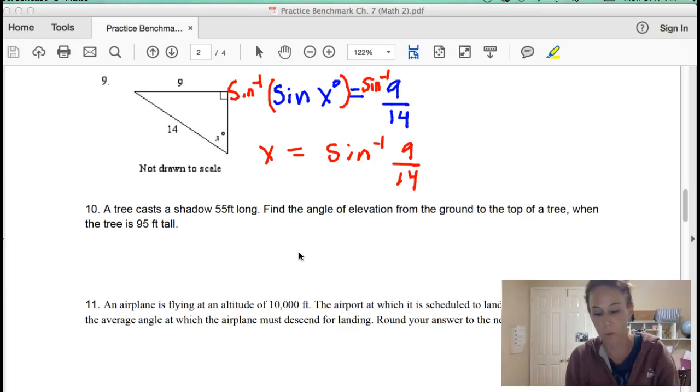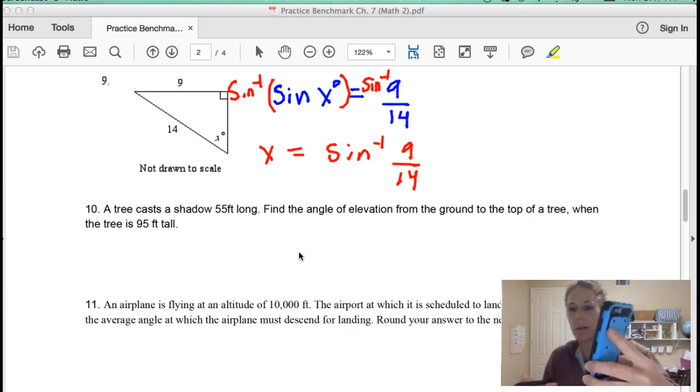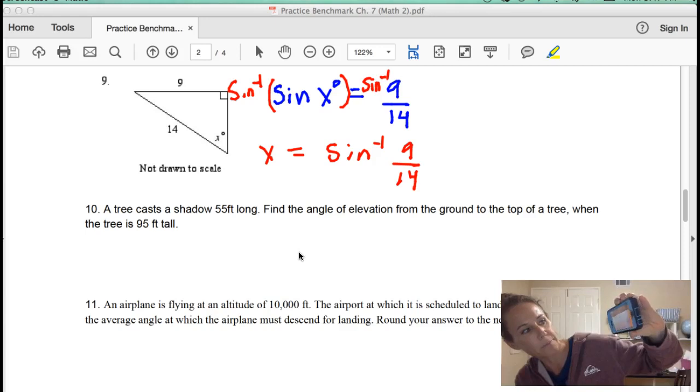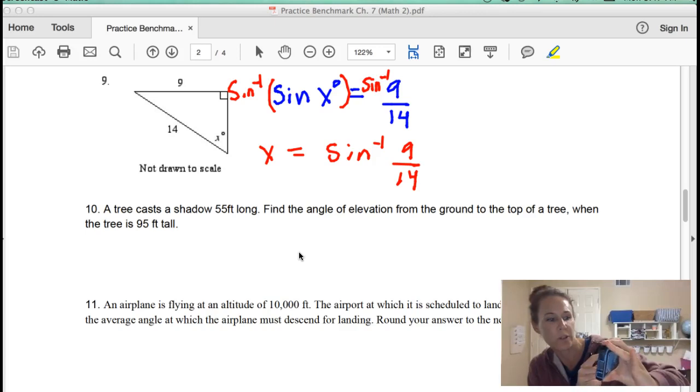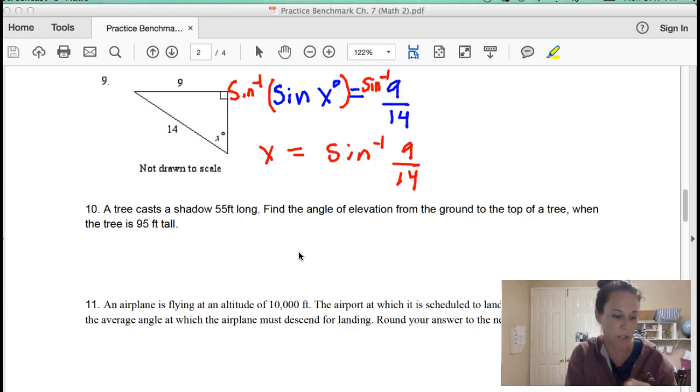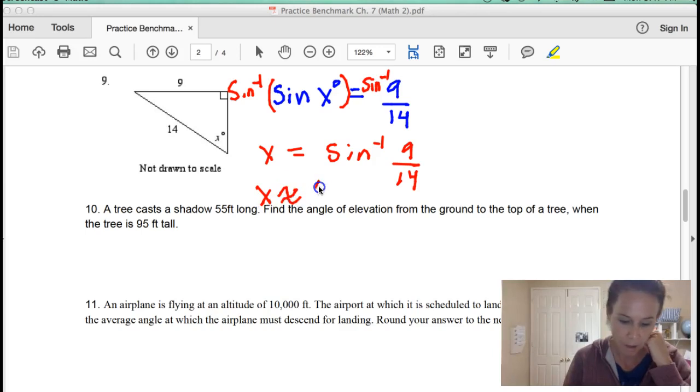A phone calculator, I don't know if you can see in my little camera here, if you turn it to its side, it will have sine, cosine, and tangent. And then if you push this second button, it'll have sine inverse, cosine inverse, tangent inverse. You have to push the second button on a phone calculator. All right, so if I do all that work, I'm going to get x is approximately 40 degrees, and that's an approximation.